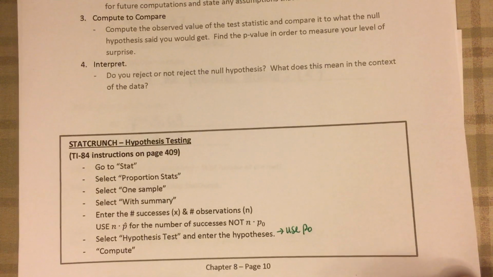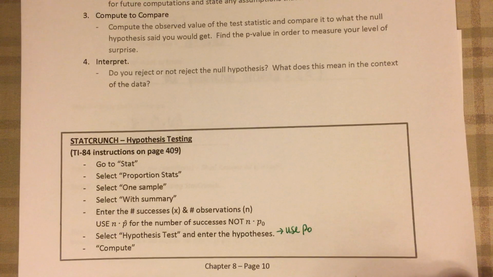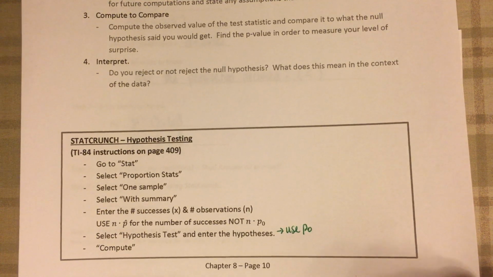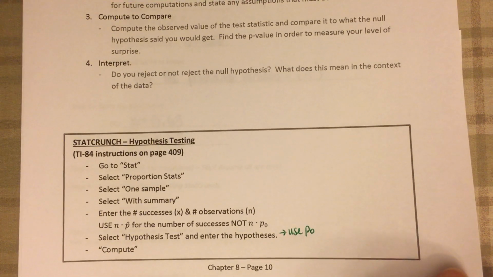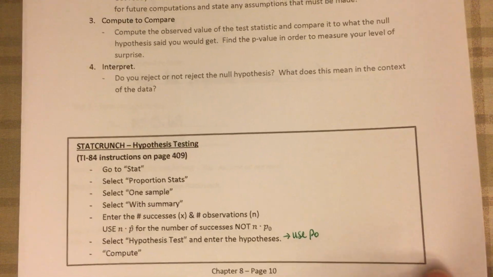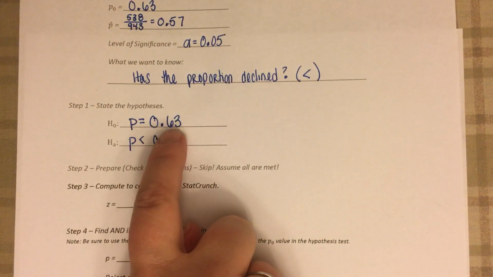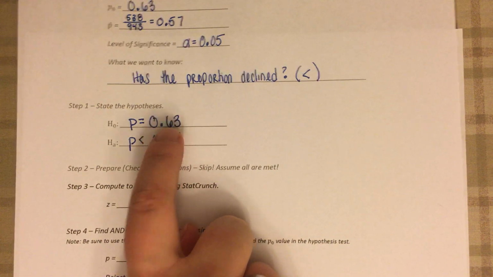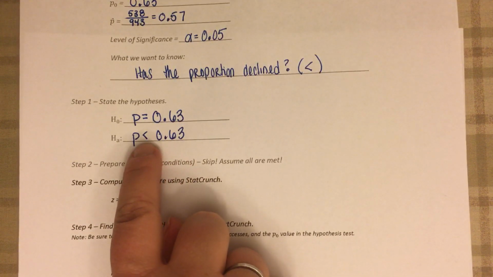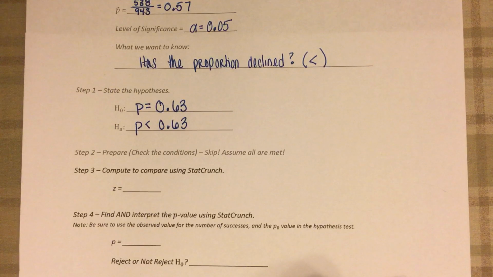So again, thinking about our StatCrunch instructions that were on the previous page, we're going into our proportion stats, selecting one sample with summary, entering the number of successes and number of observations, then selecting hypothesis test. In that portion for our hypothesis test, we're going to make sure that we change our percentage to 63%, and change this symbol to a less than symbol. After we select the compute button, StatCrunch is going to give us some different values.